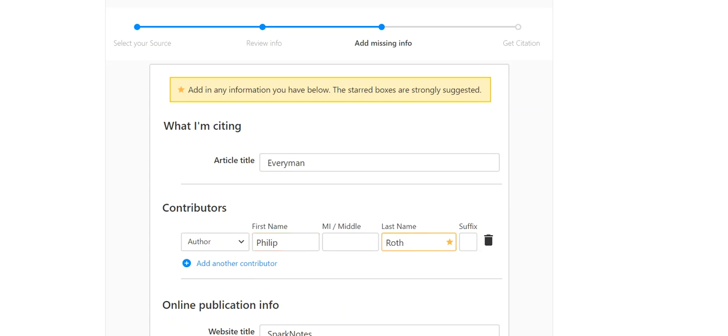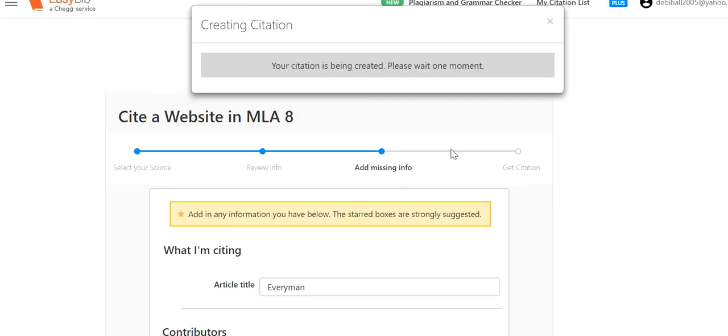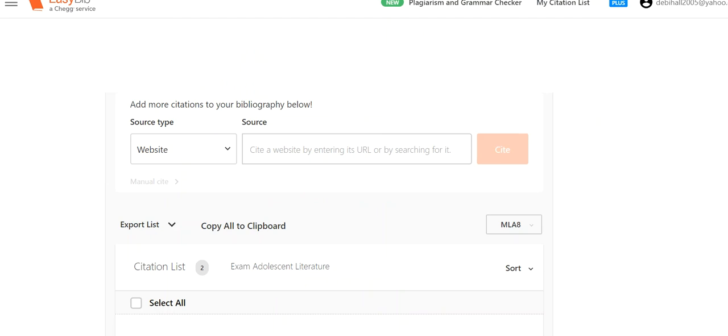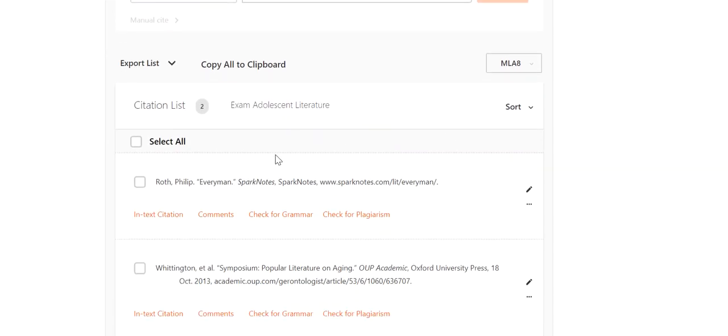And that's all I'm going to add, and I'm going to complete the citation. And that is going to add that to our little list. You see that? We now have this one, the symposium that we got. That took me to Philip Roth to Everyman.